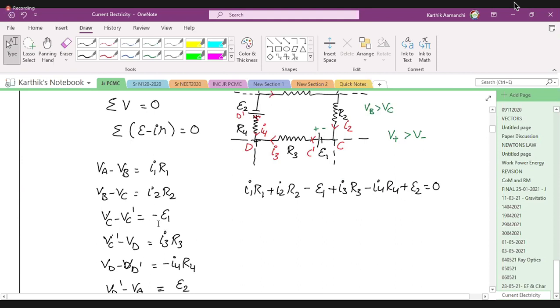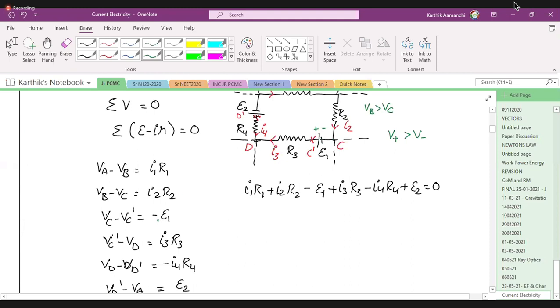Understood? If you just understand this sign convention, you can do any numerical in your current electricity. If you don't understand this basic concept, even God cannot help you. Gustav Kirchhoff can also not help you. So please remember, positive has the highest potential when compared to the negative terminal. So from here to here, when you are going from negative to positive, potential rise.